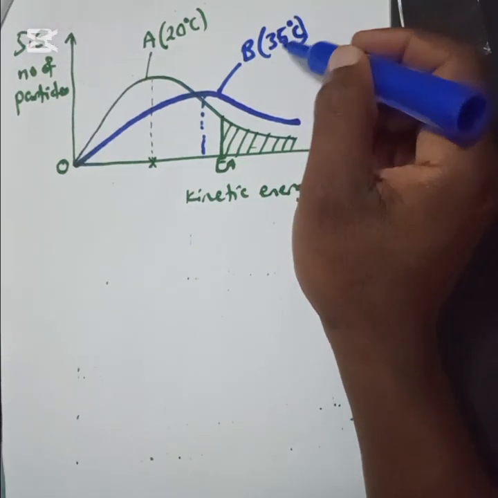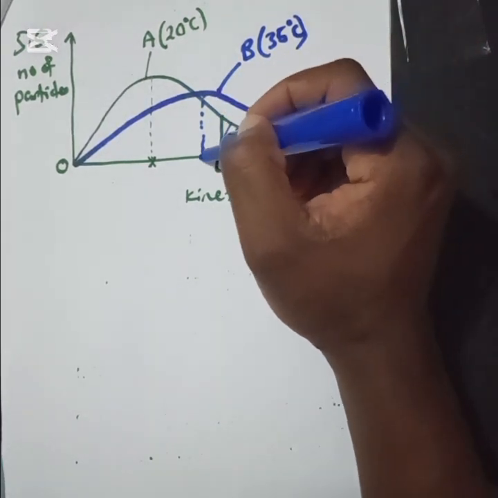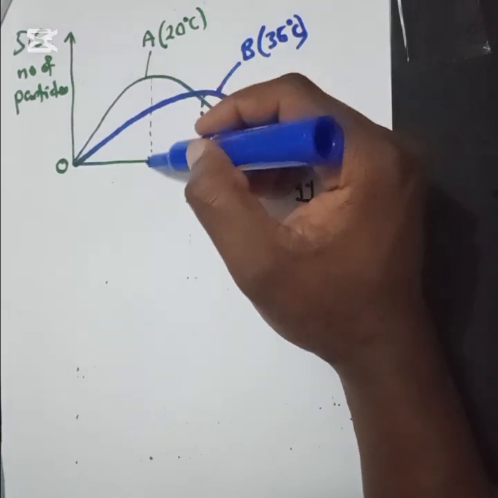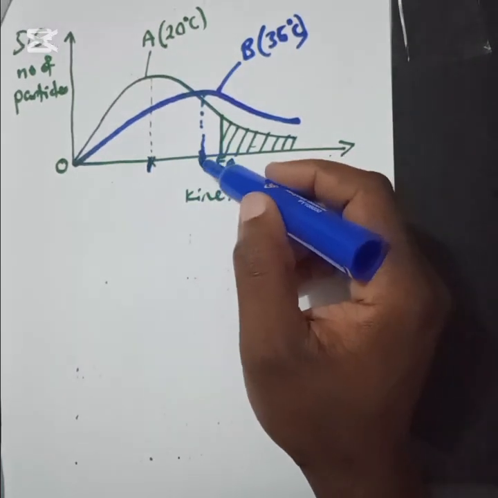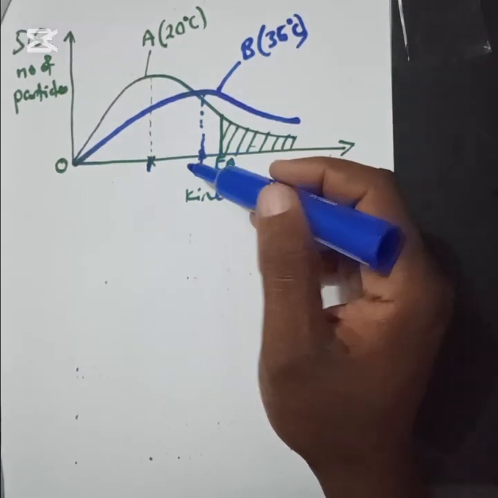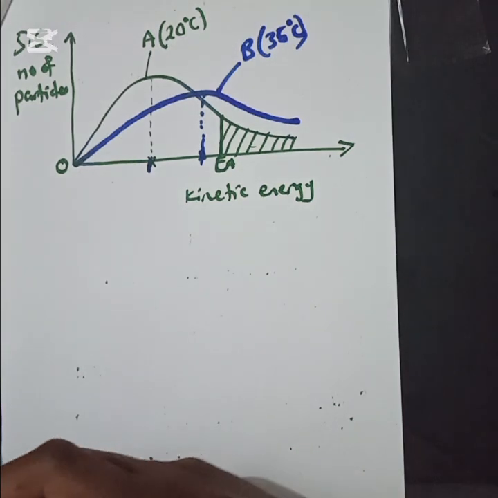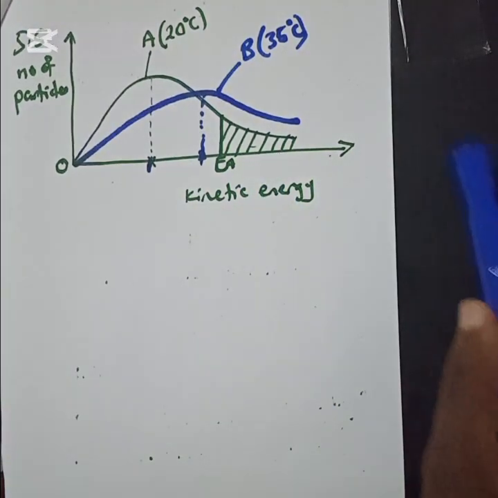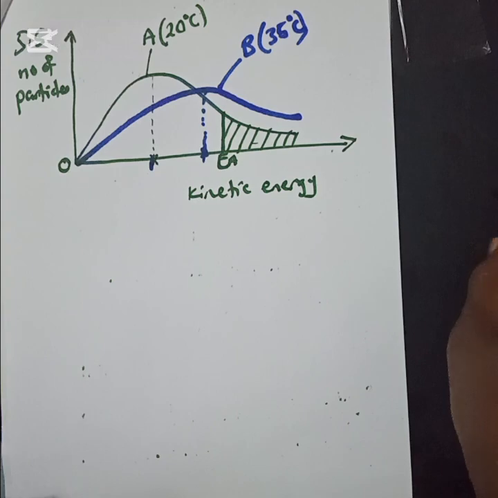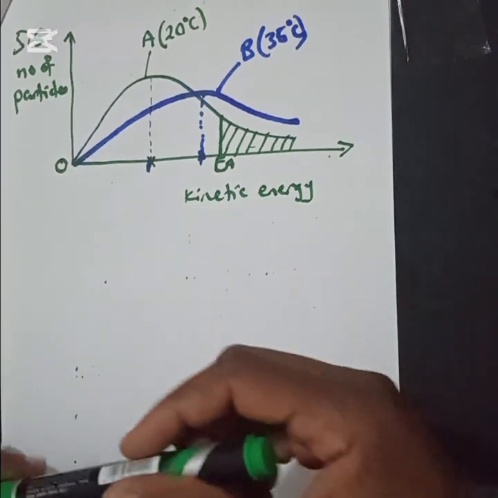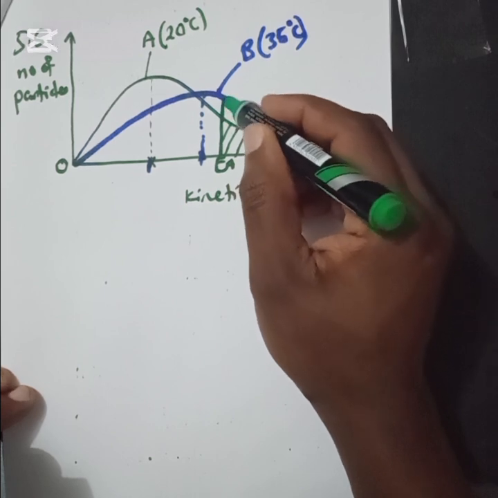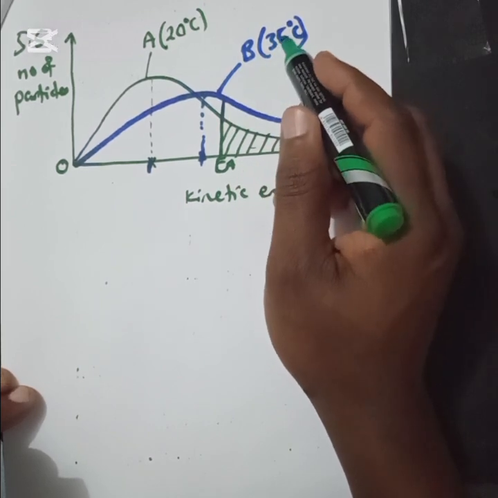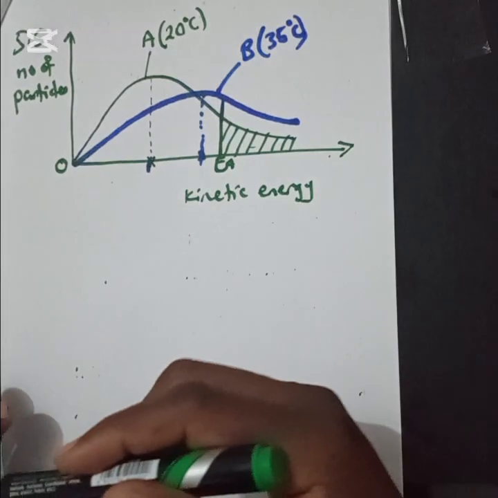At a higher temperature, the average kinetic energy is now greater than the average kinetic energy at a lower temperature. This is the average kinetic energy at a lower temperature, and the average kinetic energy at a higher temperature. So that's the effect of temperature. It increases the average kinetic energy. Our activation energy does not change. It remains the same for both temperatures of 35 degrees Celsius and 20 degrees Celsius.